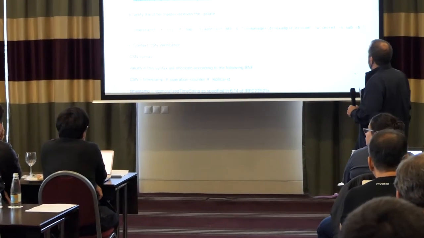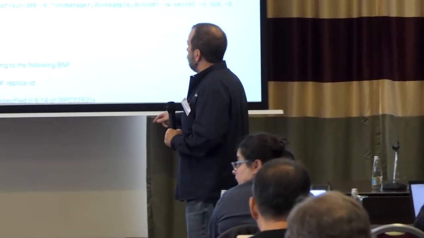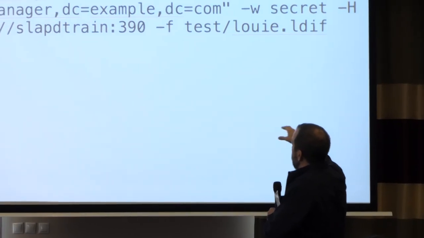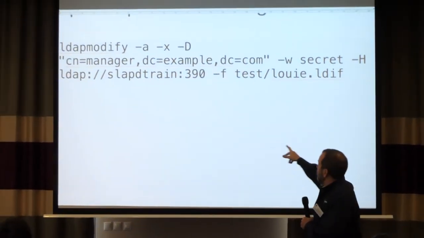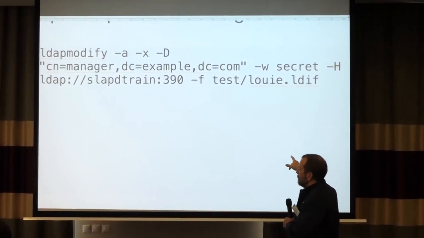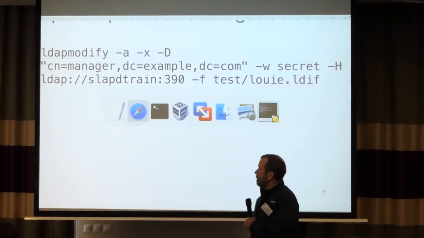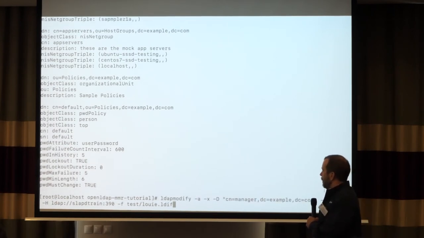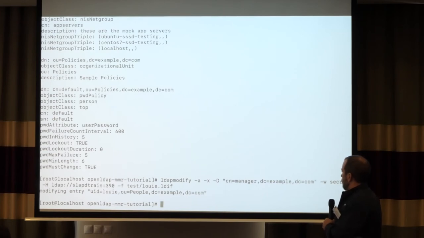Now we want to test targeted replication, where we touch an entry on one and see if it goes to the other one. So on 14A, this is the next command, where we're going to do an update on the second master, master B. I believe in this case we're adding Louie, one of the ducks, to 390. We'll go ahead and run that command. So we've added this duck to 390.